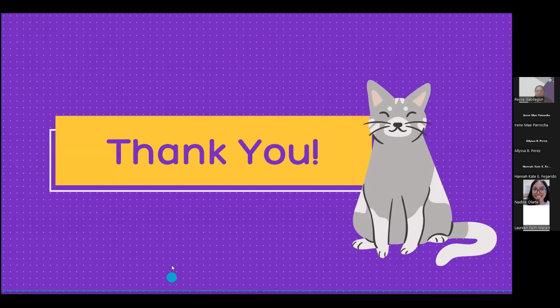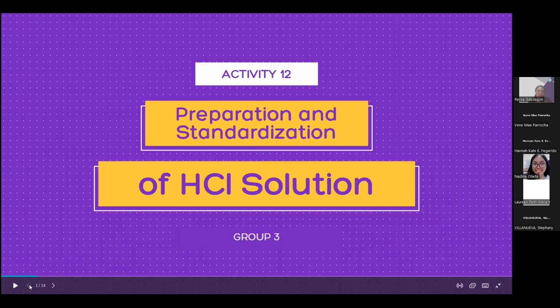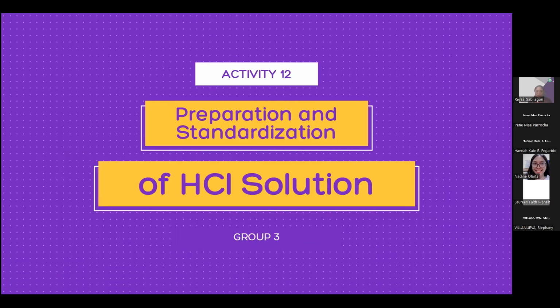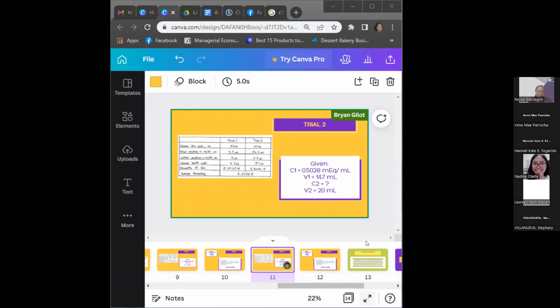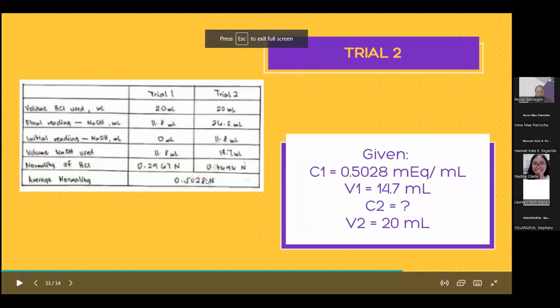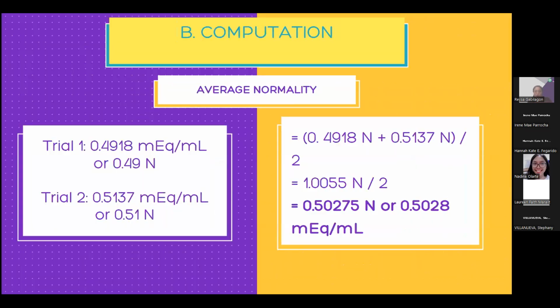So activity number 12 is preparation and standardization of our hydrochloric acid solution. So that's two solutions. Number 1, sodium hydroxide. And in order for us to standardize our sodium hydroxide, we need a primary standard, which is the potassium hydrogen phthalate. Now, in this case, for activity number 12, to standardize the prepared hydrochloric acid, we used a secondary standard. So it's a solution with known concentration, actually coming from activity number 11.